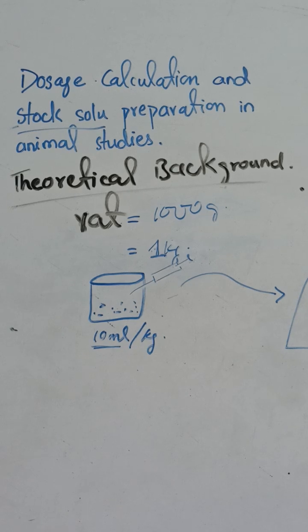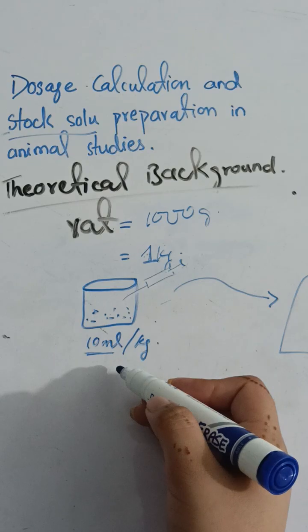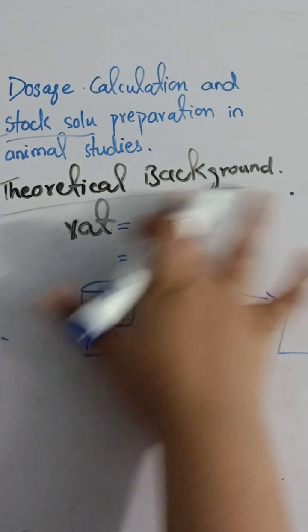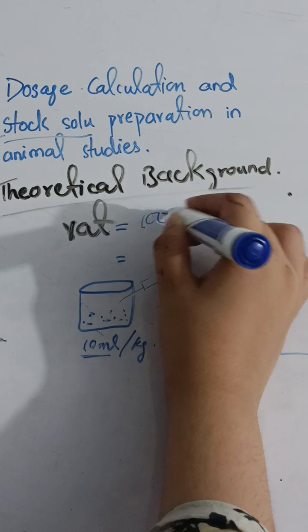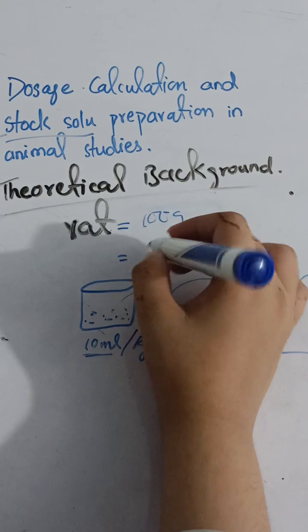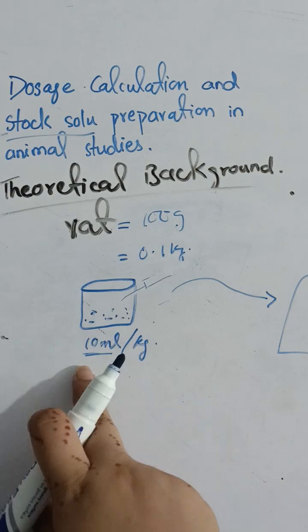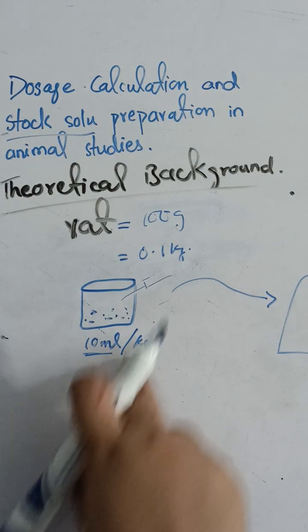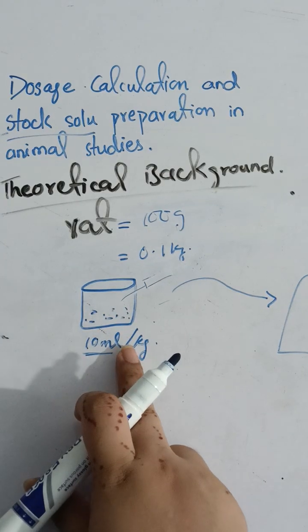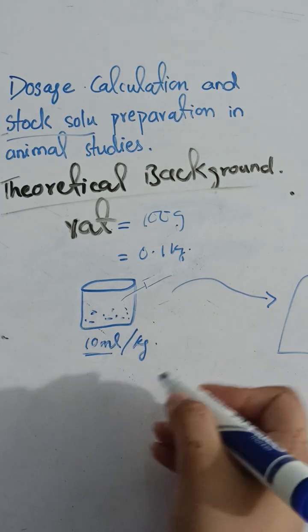Now let's calculate how many ml of the drug will be injected for a 100 gram rat. Now the rat's weight is not 1 kg, it is 100 gram. Now in kgs it would be 0.1 kg. We have to find out this value because it doesn't fit in there, so we need to change that. So how will you find out how much dose you have to give to your rat?